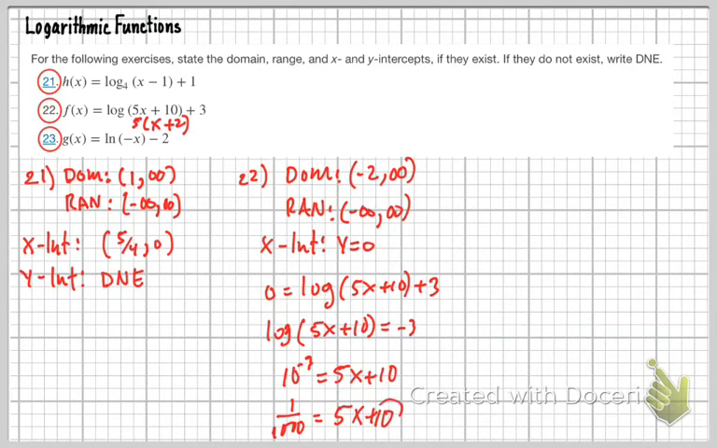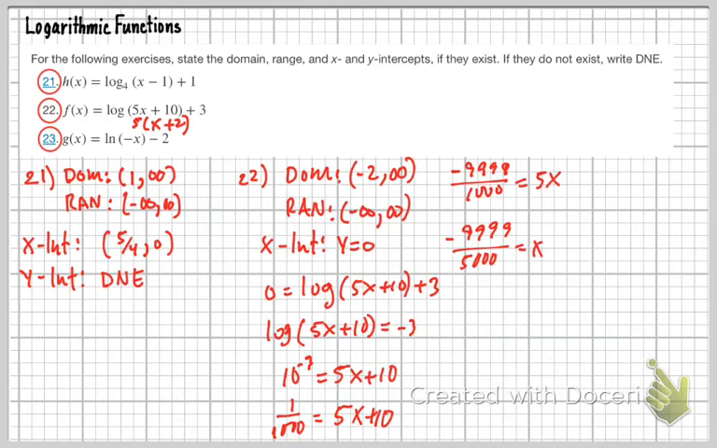Now this 10 on this side would really be 10,000 over 1,000. So when I move that over, that's going to be negative 9,999 over 1,000, and that would equal 5x. Divide by 5, and that would be negative 9,999 over 5,000 equals x.